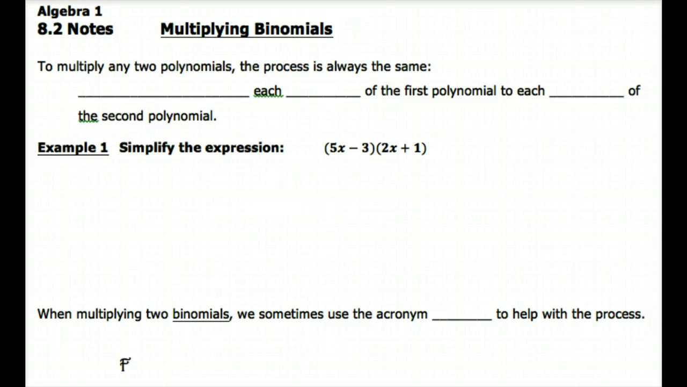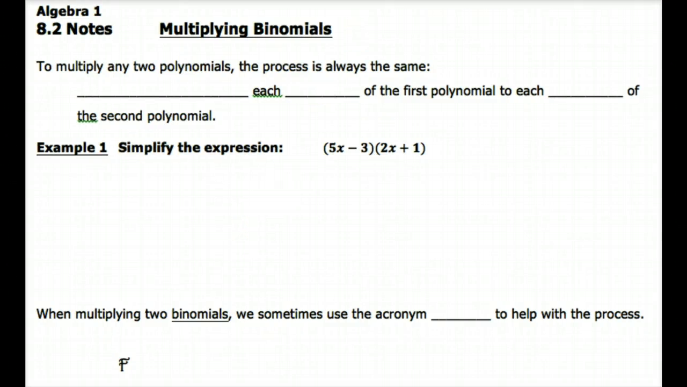Hey guys and gals, so in this next video we'll continue our study of polynomials. This time we're going to focus on multiplication a little bit more in depth, and specifically we're going to talk about how to multiply binomials. And then once we talk about that a little bit, we'll talk about how to multiply binomials and trinomials at the same time.